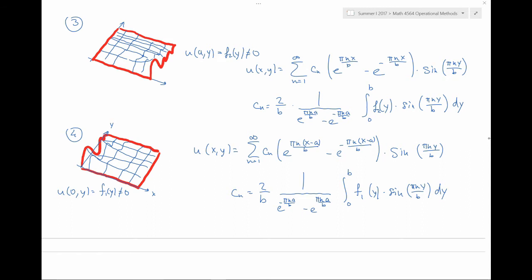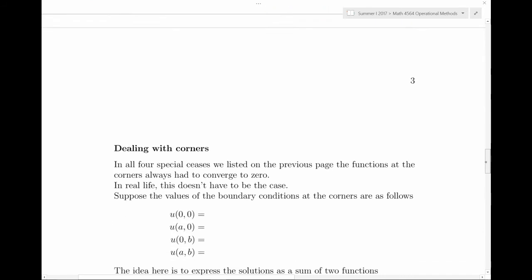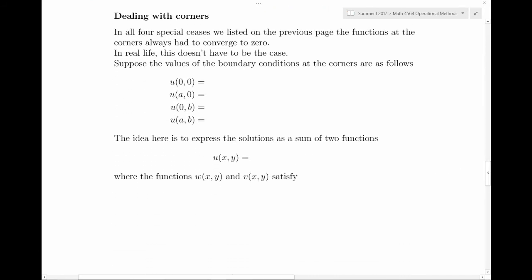Each one of those boundaries is required to converge to 0 at the corners. So if I add 4 of these functions, I will still have the corners at 0 value. But we know that this is unrealistic, and sometimes the corners may be at non-zero values. So what if I have 4 functions prescribed? Here I have a function f1, here a function f2, here a function g2, and here a function g1. And those functions don't converge to 0 at the corners.